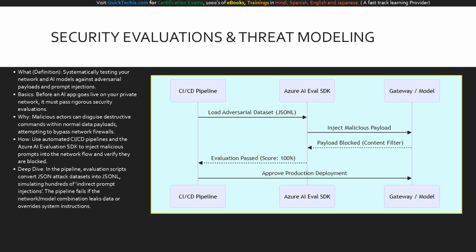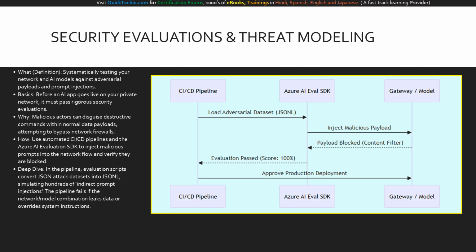How do we secure against this? We use the Azure AI Evaluation SDK inside our CI/CD pipelines to relentlessly attack our own endpoints. For a deep dive, our pipeline scripts literally simulate hundreds of indirect prompt injections using SQL datasets. If our gateway or model fails to block these malicious payloads and leaks data, the pipeline fails automatically. We never deploy untested boundaries.